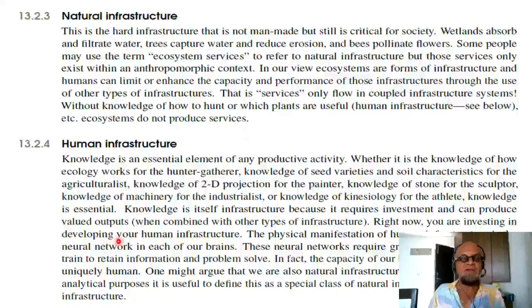Human infrastructure. Knowledge is an essential element of any productive society, whether it's the knowledge of how ecology works for the hunter-gatherer, knowledge of seed varieties and soil characteristics for an agriculturalist, knowledge of a 2D projection for the painter, knowledge of stone for the sculptor, knowledge of machinery for the industrialist, or knowledge of kinesiology for the athlete, how the joints connect and move. So all these things, knowledge is essential. Knowledge is itself infrastructure based.